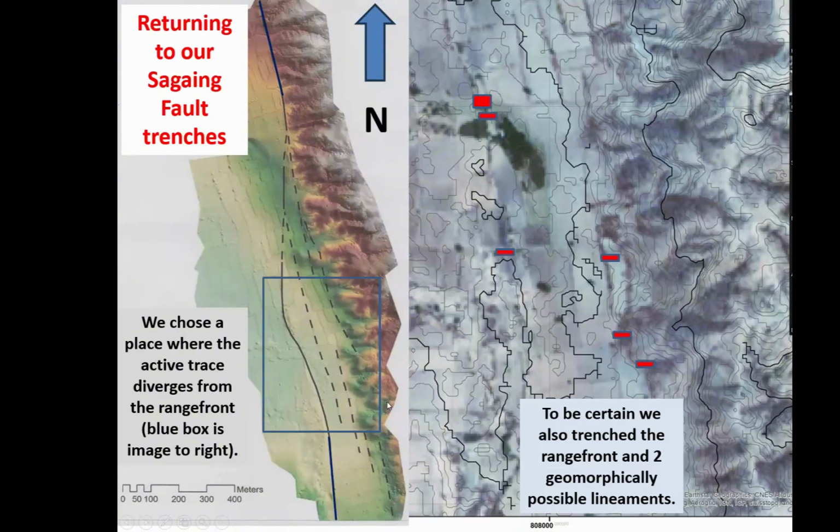And so if we zoom into this area, we can see where our trenches are. This is the active trace, as I'll show you more in a moment. And these are some of our trenches, the red boxes. We also trench these other features on the range front to make sure that they had not produced recent earthquakes as well, because they look like they could. See these dashed lines, we had to look at them as well.